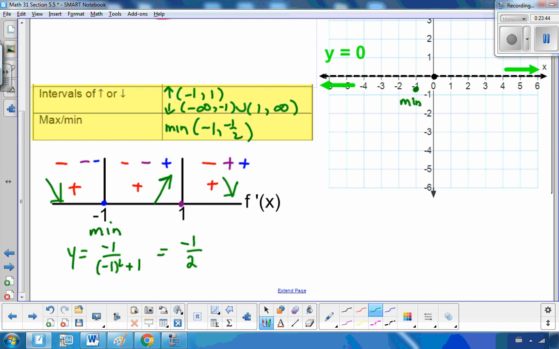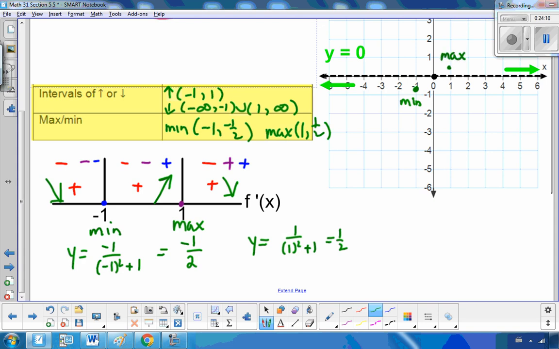And then if I increase to the left, decrease to the right, I have a maximum. And that maximum value occurs at 1. So 1 over 1 squared plus 1, and that equals 1 over 2. So I have a maximum at 1 and a half. So putting that into my graph, 1 and a half right there, I have a maximum.